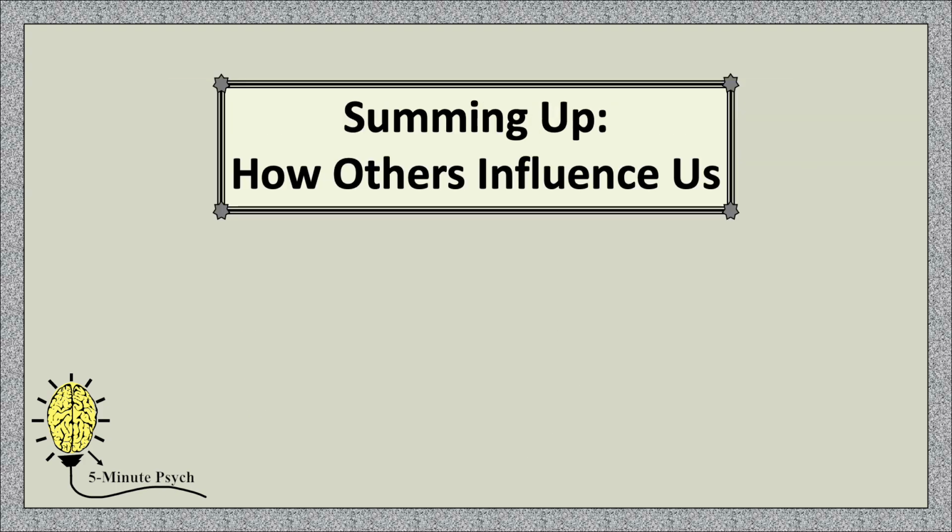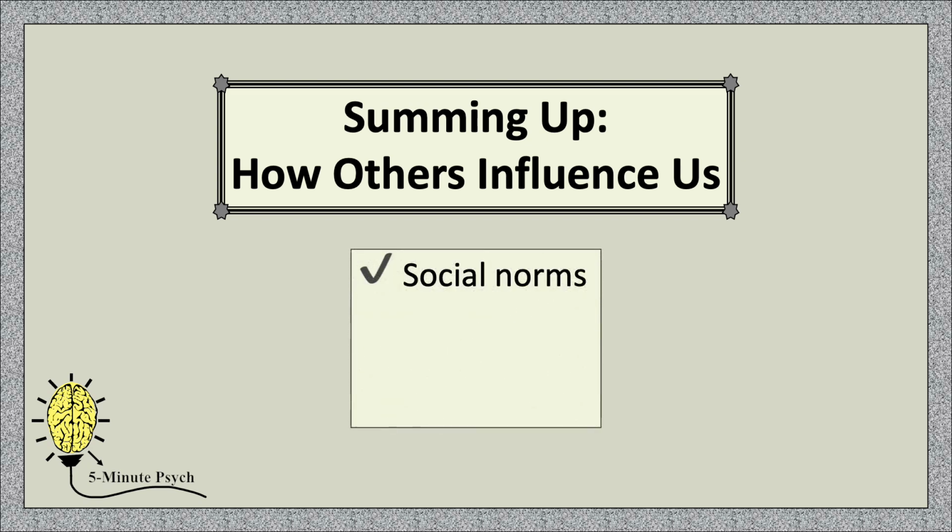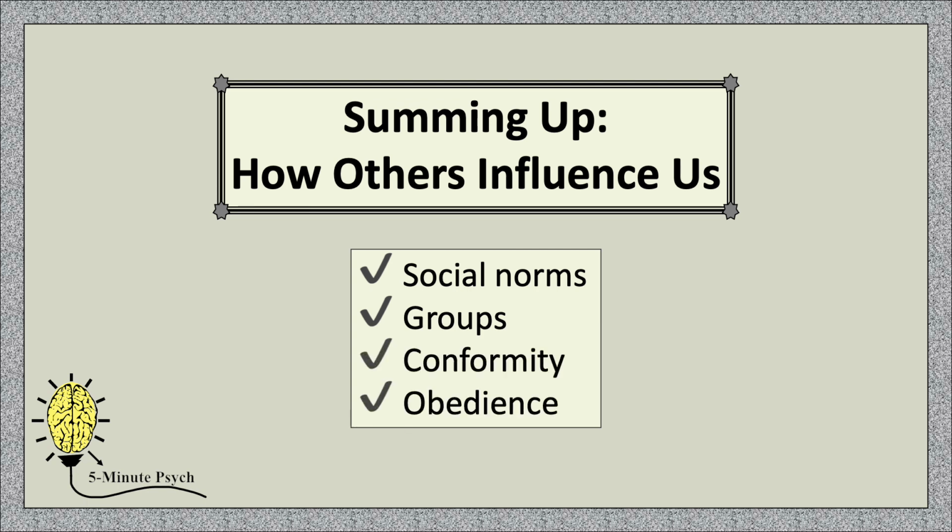Well, we just looked at how others influence us, beginning with social norms before examining ways that our behavior is affected when we're in a group. Then we discussed conformity and obedience, 2 dramatic examples of the darker side of how others can impact our behavior.